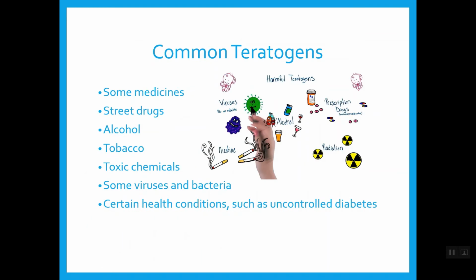Some other common teratogens: medications, so prescription drugs. Mothers have to take a certain type of over-the-counter medication when it comes to pain. I believe it's only Tylenol that they can take. They can't take things like ibuprofen because it can have a negative impact on the baby. Street drugs, alcohol, tobacco, we talked about those. Viruses and bacteria, so any sort of illness that the mother has during her pregnancy will directly impact her baby because of the placenta and the connection between the mother and the baby.